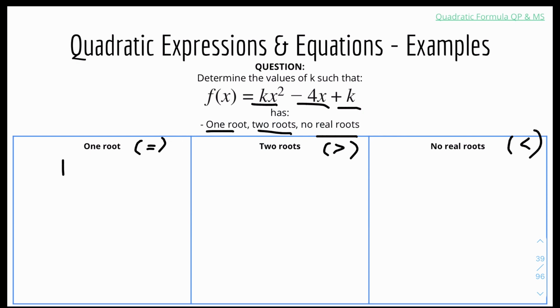So the key thing to note is b squared minus 4ac equals 0. b squared minus 4ac is bigger than 0.